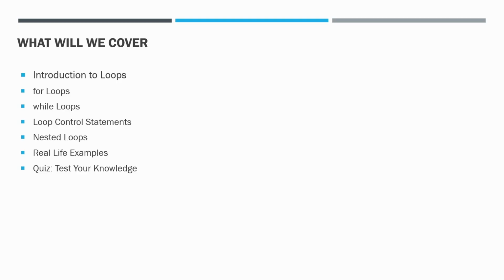So there can be a loop within a loop, and we'll understand what are the use cases of having nested loops. And then we'll understand it with some real life examples. So we'll try to do some sample program around real life. And then in the last section, we will test your knowledge.